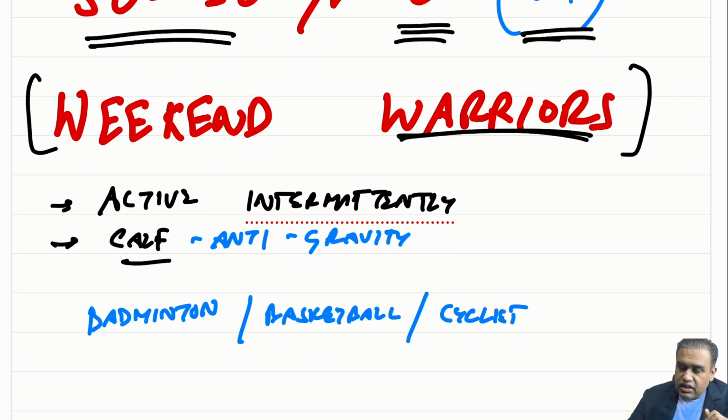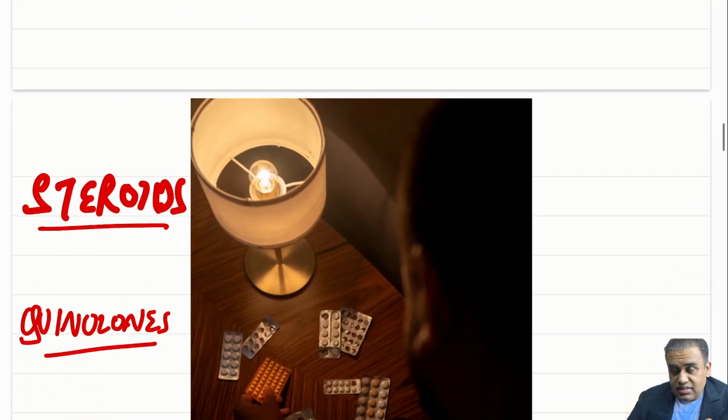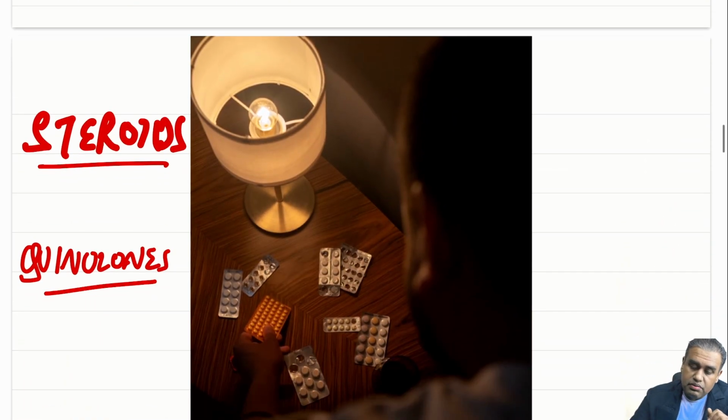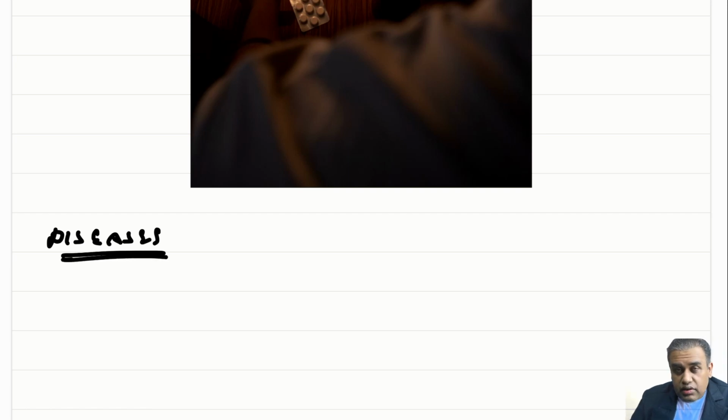Apart from this, there are a few drugs whose overdose is said to be related to it. For example, some steroid injections or quinolones. Quinolones, we studied in pharma, those fluoroquinolones, ofloxacin, ciprofloxacin, they have some correlation with it. Apart from these drugs, some diseases are also said to be common risk factors. Now, what diseases are associated with Achilles tendon rupture?